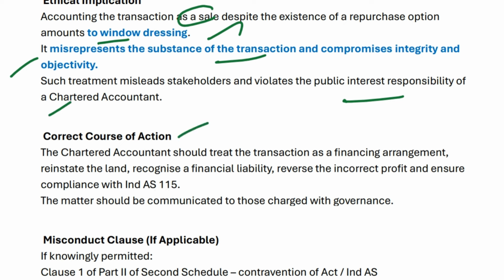Now, what is the actual course of action that a chartered accountant should take? So he should treat the transaction as a financing arrangement. Okay, so he sold the land, right? Now you have to reinstate the land there and you have to recognize the financial liability and you have to reverse the incorrect profit and you have to ensure that you are in compliance with Ind AS 115. This matter should also be communicated to TCWG.